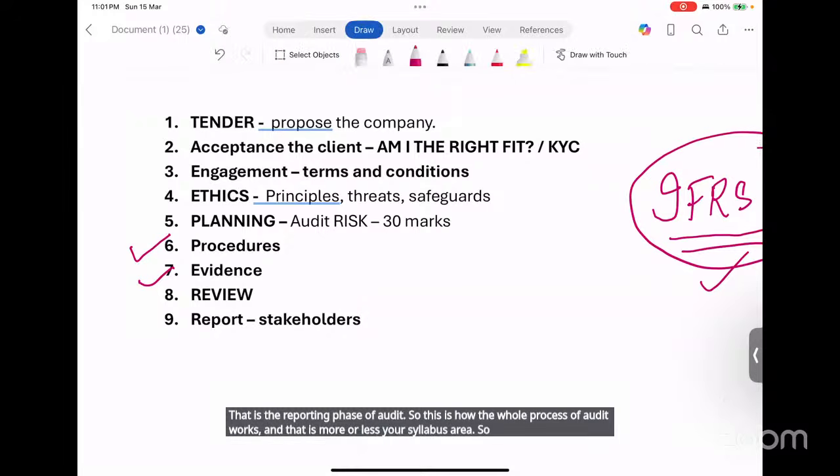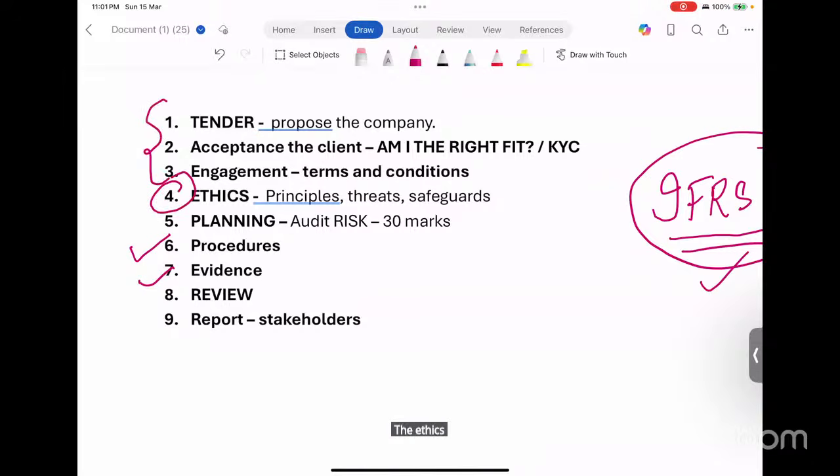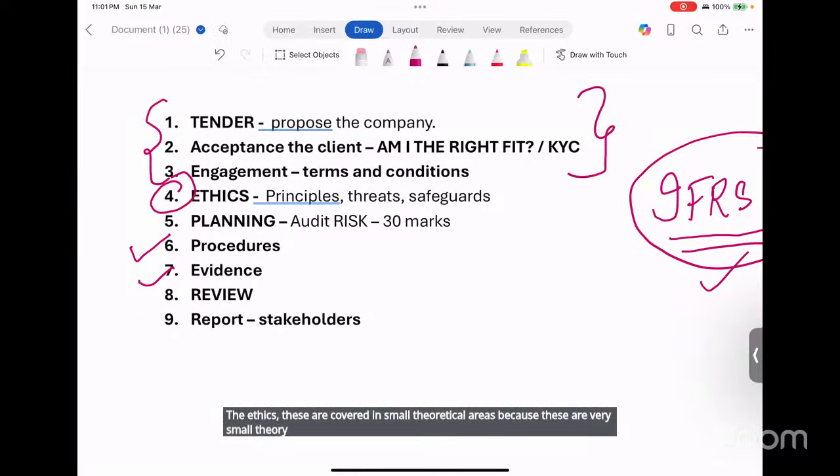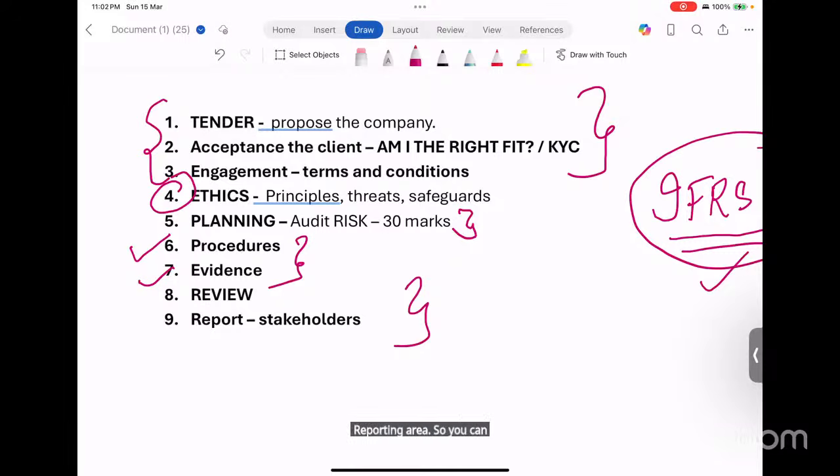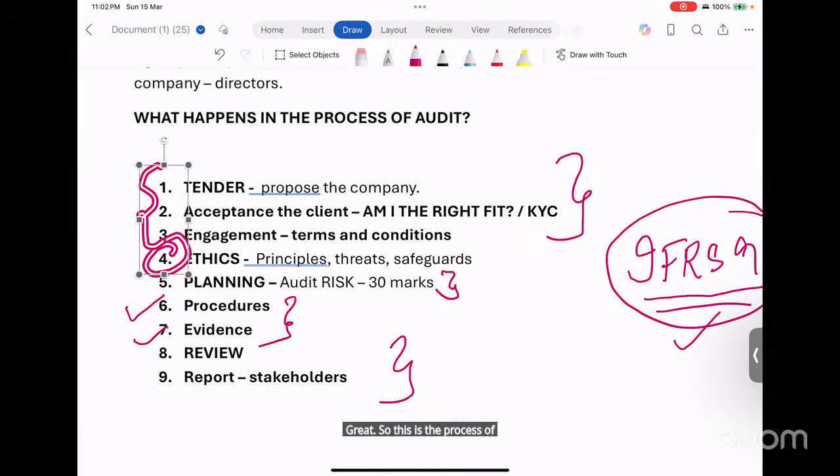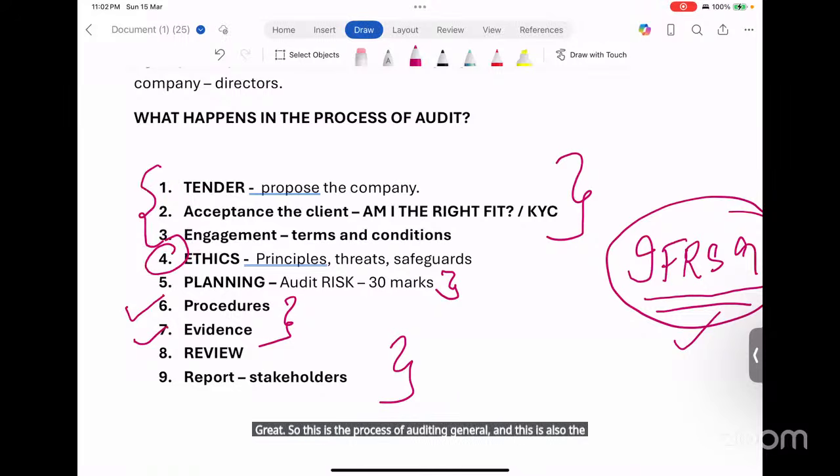So we start our syllabus with ethics. I cover these in small theoretical areas because these are very small theory areas. Then we have audit risk. That's one of the very important areas, a unit in AAA. Then we have the procedure and evidence area. Then we have the review and reporting area. So you can say you have the units of your AAA syllabus. Correct? So this is the process of audit in general, and this is also the syllabus of AAA.